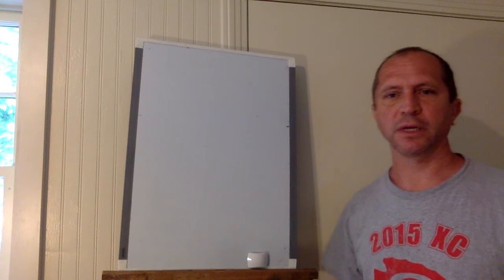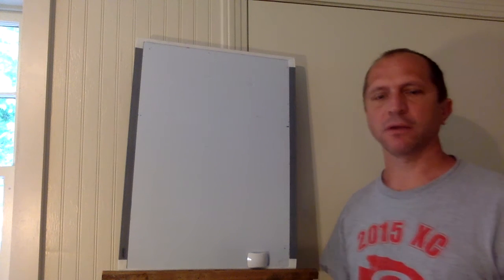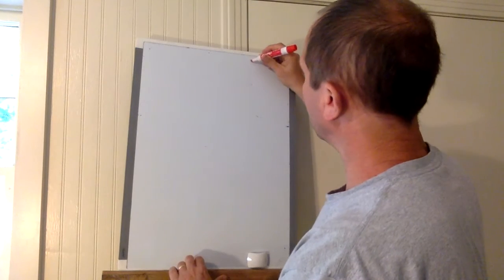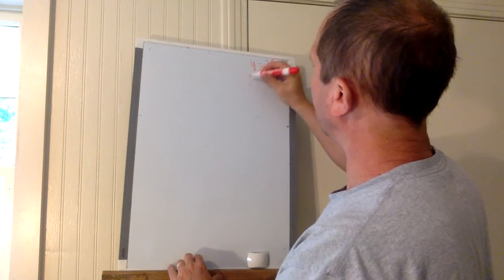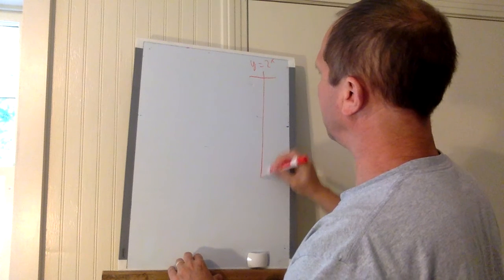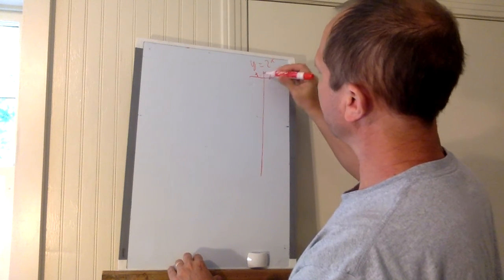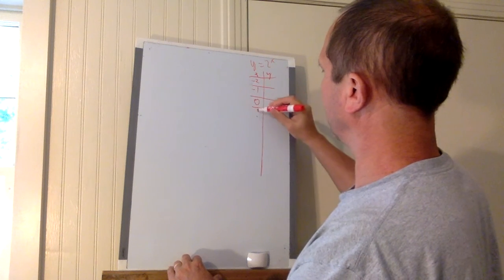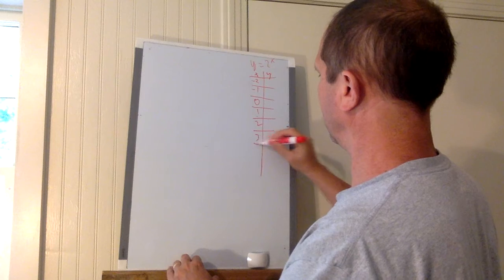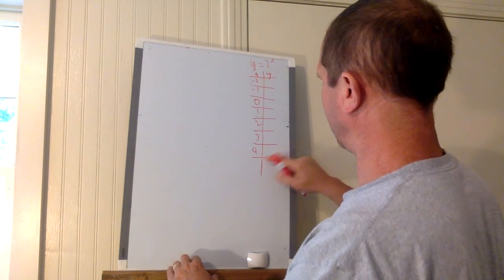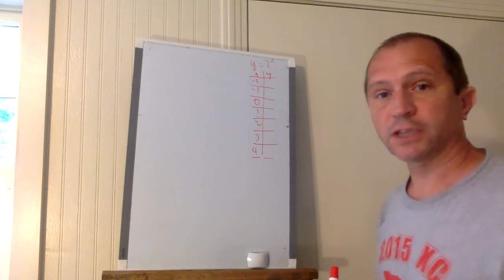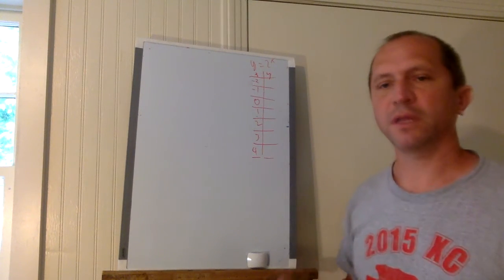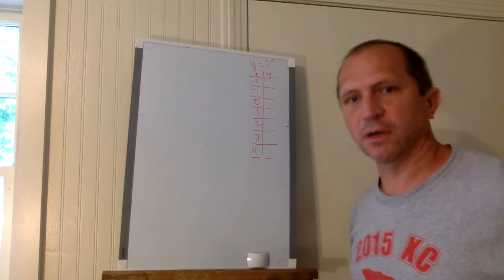Now, I want us to look at just a basic parent graph for exponents, and let's just look at 2 to the x. I want us to construct a t-chart here real quick. And from this t-chart, let's think about what happens. Let's start off with 0. 2 to the 0 power. Anything to the 0 power, except for 0 itself, is 1.